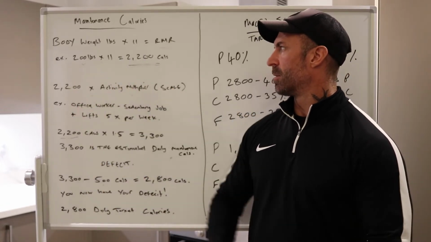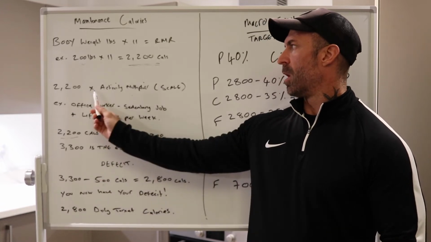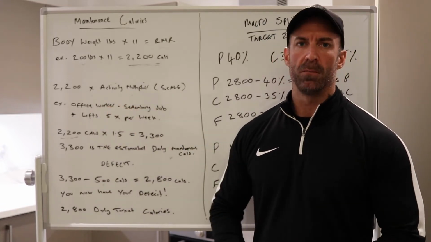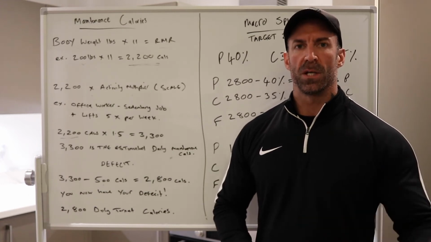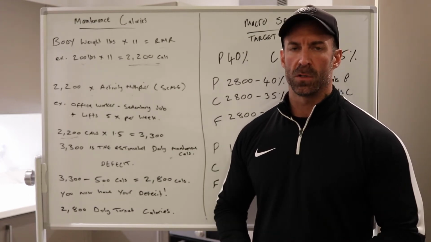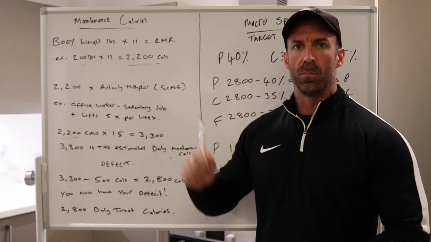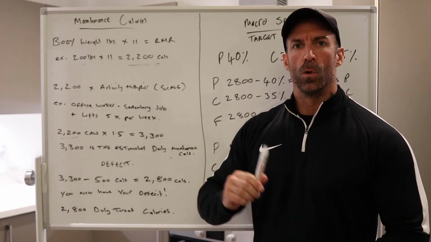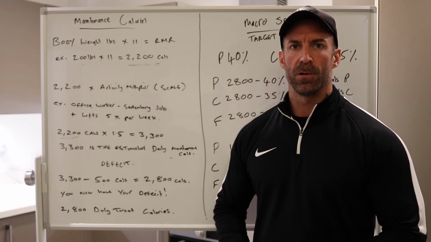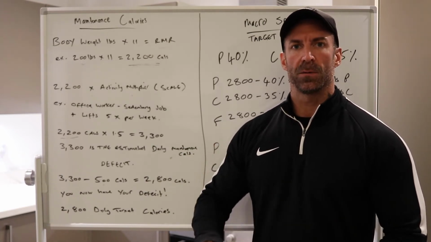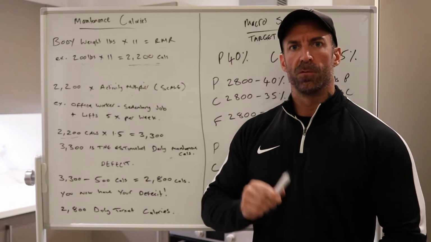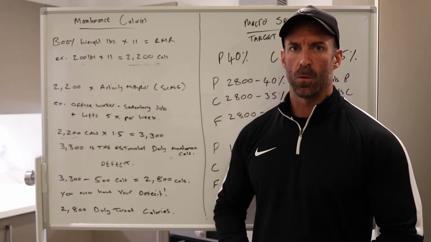We then take our 2,200 calories and we multiply that by an activity multiplier. The activity multiplier is a scale, depending on how sedentary or how active your lifestyle is. I haven't written the scale on the board because it wouldn't fit. So when you're ready to calculate your maintenance calories, all you need to do is head down into the description box, check out the scale and choose the option from the scale that best fits your lifestyle.